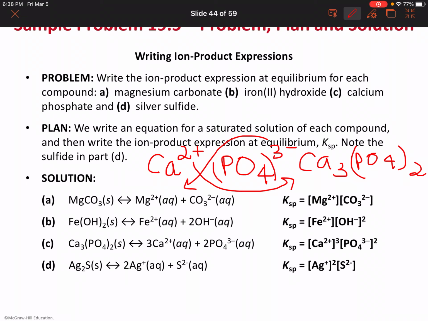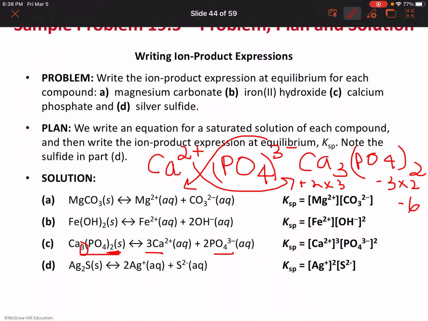That gives a charge-balanced compound, right? Since calcium is plus 2 times 3, that makes plus 6. Phosphate charge is negative 3 times 2, which is negative 6. So your positive and negative charges are balanced and you have a neutral formula. That's how you write calcium phosphate solid, Ca3(PO4)2. Then it dissociates into ions: 3 calcium 2+ ions and 2 phosphate ions, with charge minus 3.